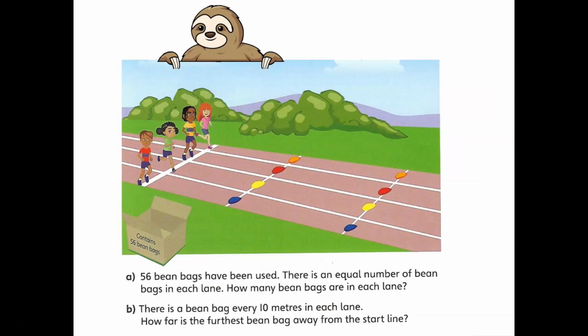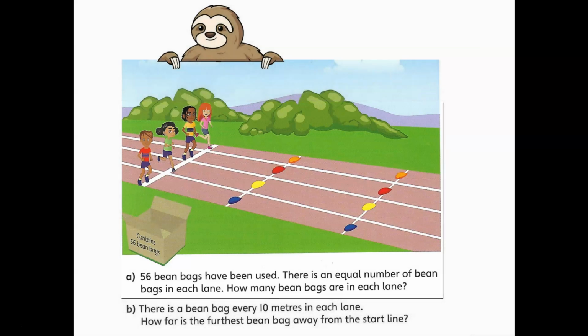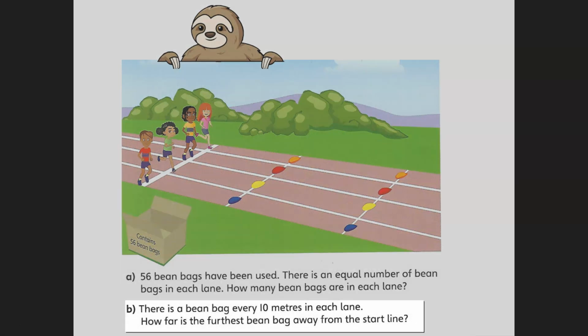Greg is back with a question. He wants us to answer these 2 questions. 56 beanbags have been used in this race. There is an equal number of beanbags in each lane. You can see from the picture there are 4 lanes. How many beanbags are in each lane? He also wants us to find out how far the furthest beanbag is away from the start line. He tells us that there is a beanbag every 10 metres in each lane.